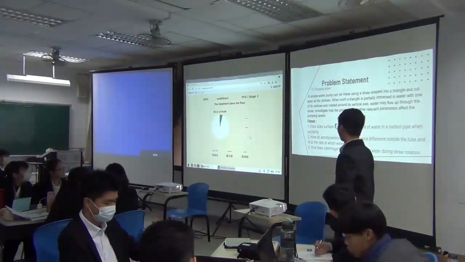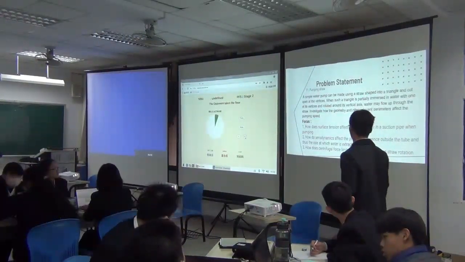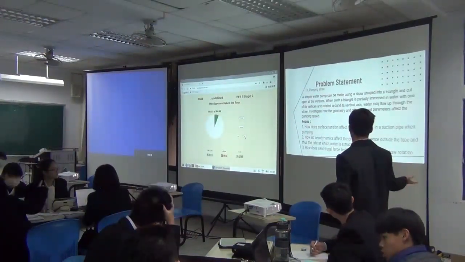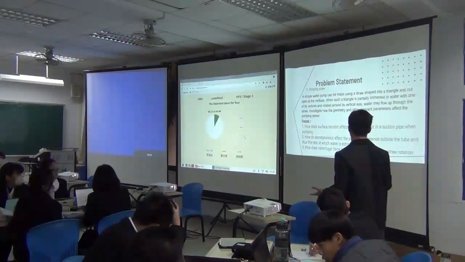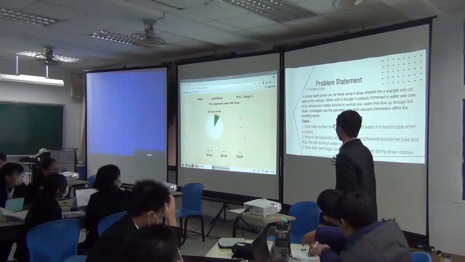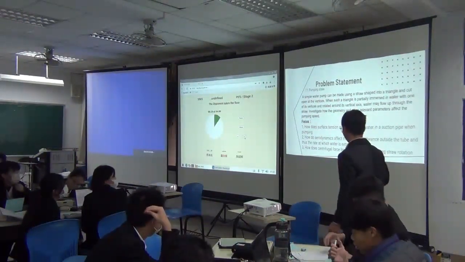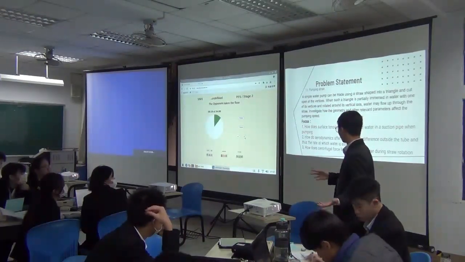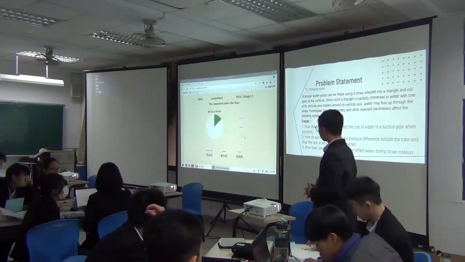So here's a public statement. They are focusing on how the sedimentation affects the rise of the water in the pipe when pumping, and how the aerodynamics affects the pressure difference outside the tube, and thus the rate at which the water is ejected, and how the centrifugal force affects water during straw rotation.